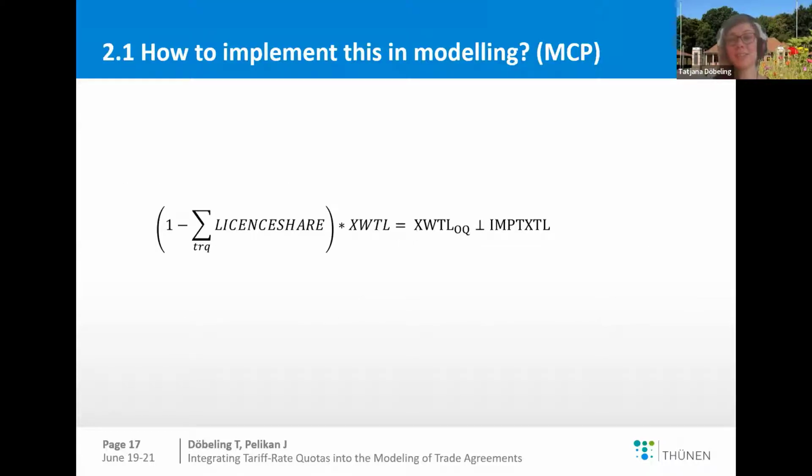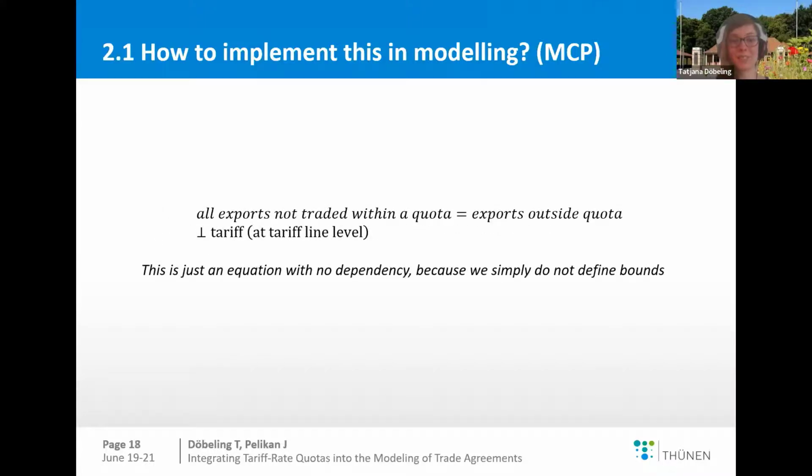And the last variable that I'm putting in here is very straightforward because it just says that all the trade that does not take place within a quota is a trade that takes place outside the quota. And that's of course always the case. This is not something that depends on the state of the variable. So I just don't give any bounds to the variable so that this equation always has to be binding with an equal sign.